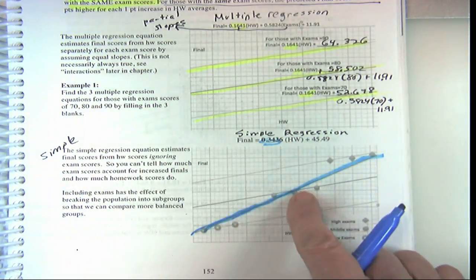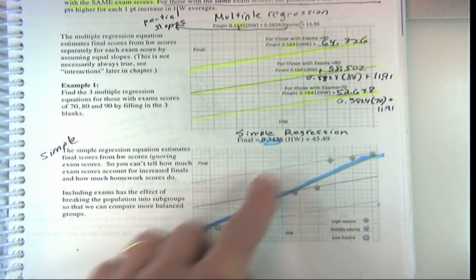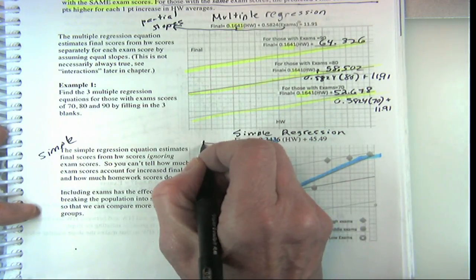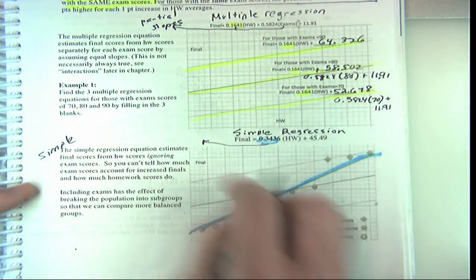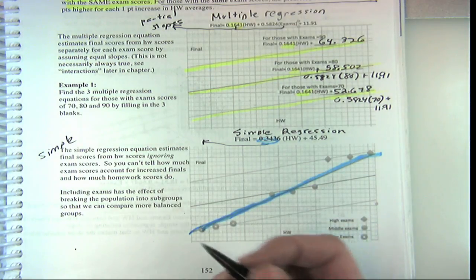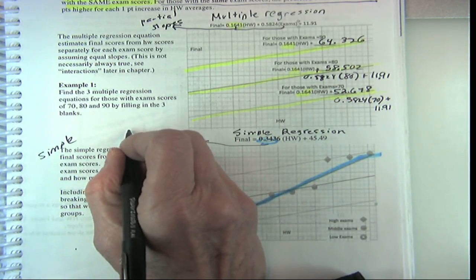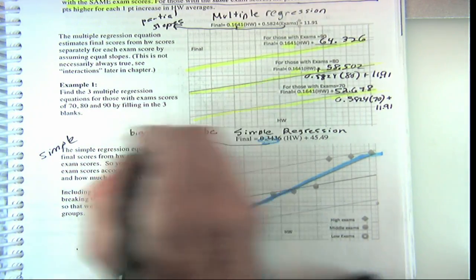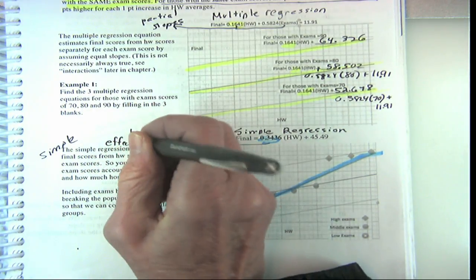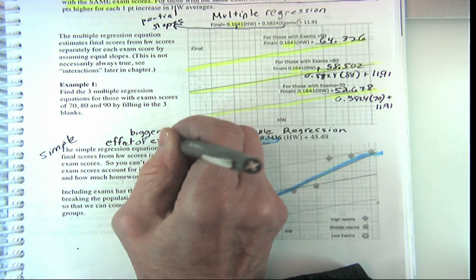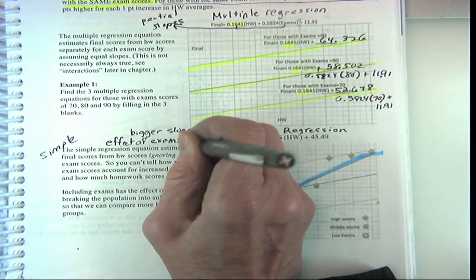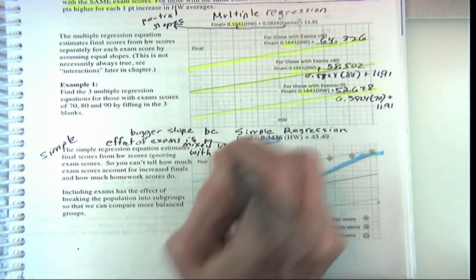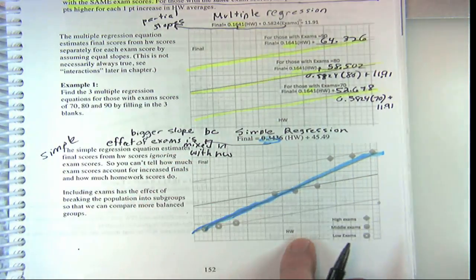The simple regression mixes that up, and so it's a bigger slope. So this right here has a bigger slope than this one because it's mixing in exam scores. Exams aren't controlled for. Bigger slope because the effect of exams is mixed in with the homework, so that's why it's bigger.